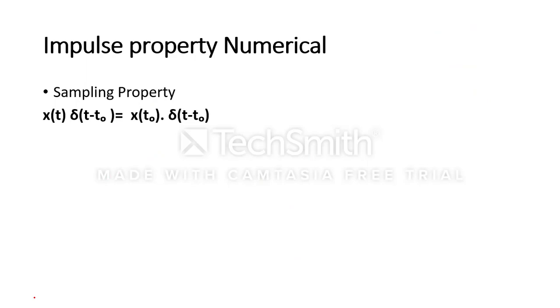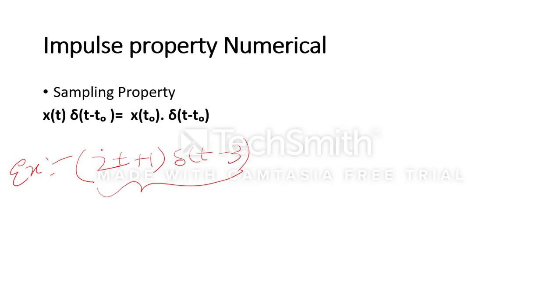Suppose for example I am taking a numerical like 2t plus 1 delta t minus 3 is given, and I have to calculate the output. First of all, I will compare this whole equation with the standard equation. You can see that xt is equal to 2t plus 1, and t naught is equal to 3.